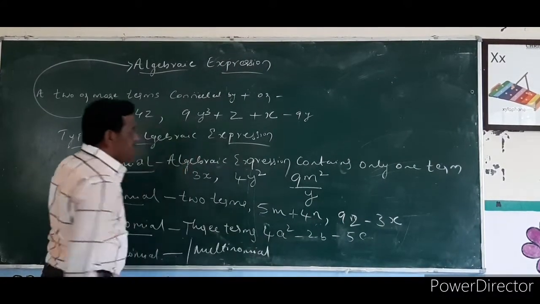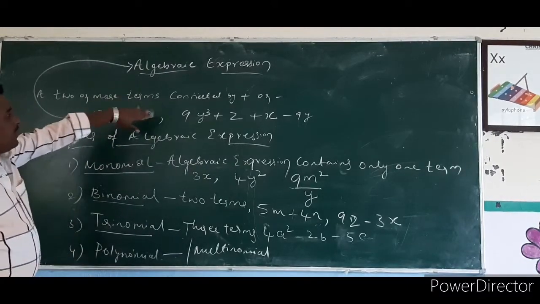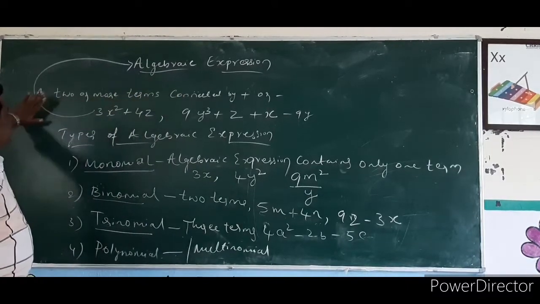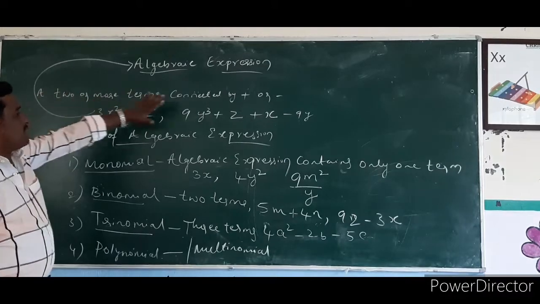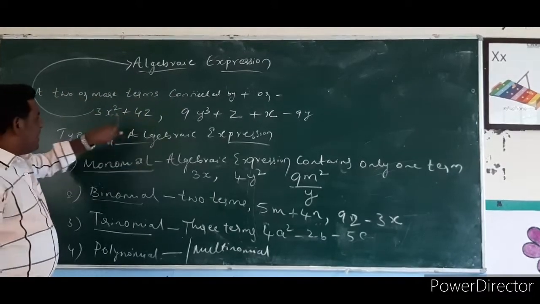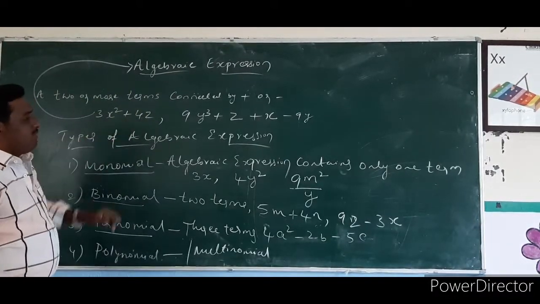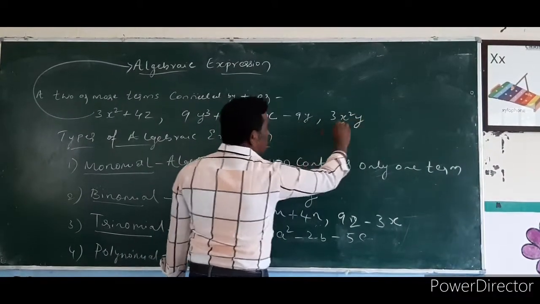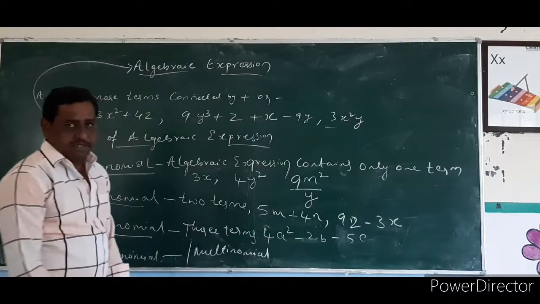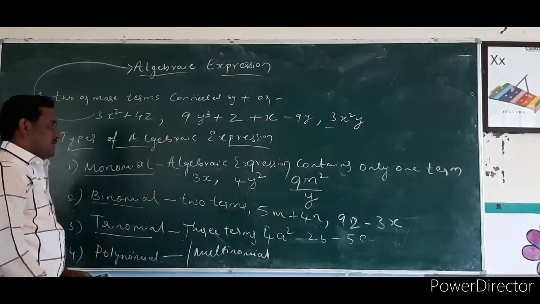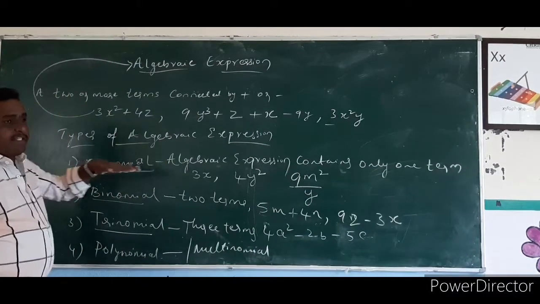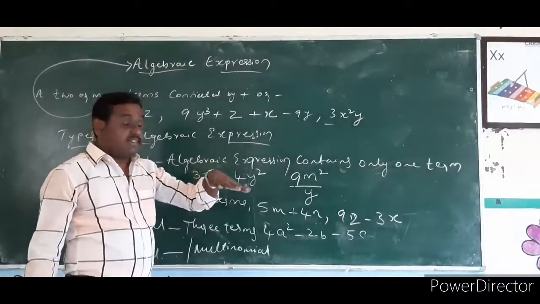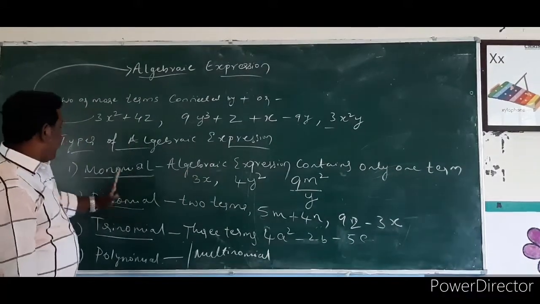So once again I repeat, this is very important. Algebraic expression means two or more terms connected by plus or minus sign, like this. No problem. If you have taken 3x square y also, it is also an algebraic expression. That means only one term is there. So depending upon the terms, we categorize the types of algebraic expression.